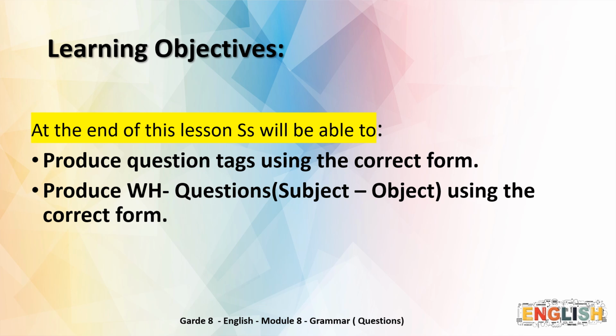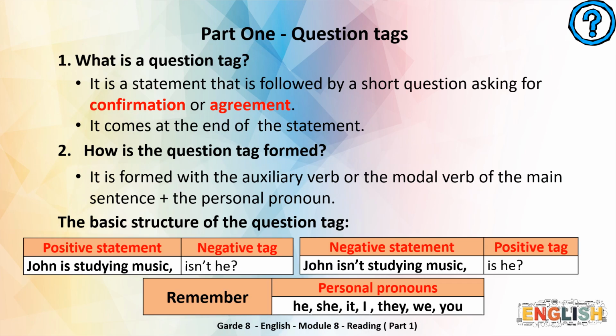At the end of this lesson, you will be able to produce question tags using the correct form. You will also produce WH questions asking about the subject or the object using the correct form also. Let's start with part 1, question tags. What is a question tag? Well, it is a statement that is followed by a short question asking for confirmation or agreement. And it comes at the end of the statement.